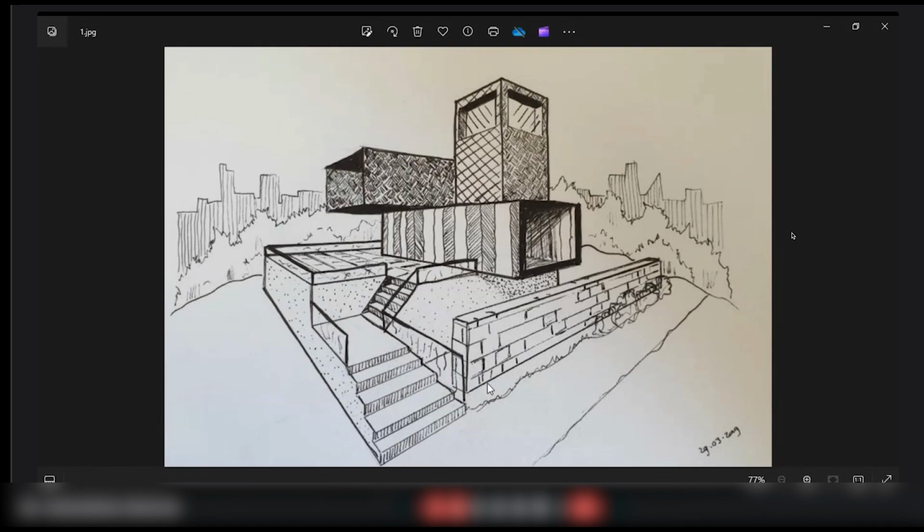But if I ask you in layman's language, what do you observe in this kind of drawing? What kind of lines are primarily in use? Yes, sir, slanting lines are there, and cross lines, and some scribbling also. These three I can see. Sir, I'm not an architecture student, I'm an artist. No problem. What you have observed is absolutely right.